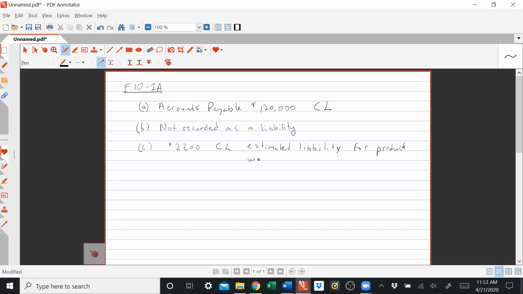According to GAAP, the company has to make an estimate. If they sell a product with a warranty guarantee to customers, they have to make an estimate at the end of this accounting period of how much they're going to have to incur dollar-wise to satisfy the warranty, which means they have to estimate how many of our products are going to fail and be returned to us, and then we're going to have to give the customer money.